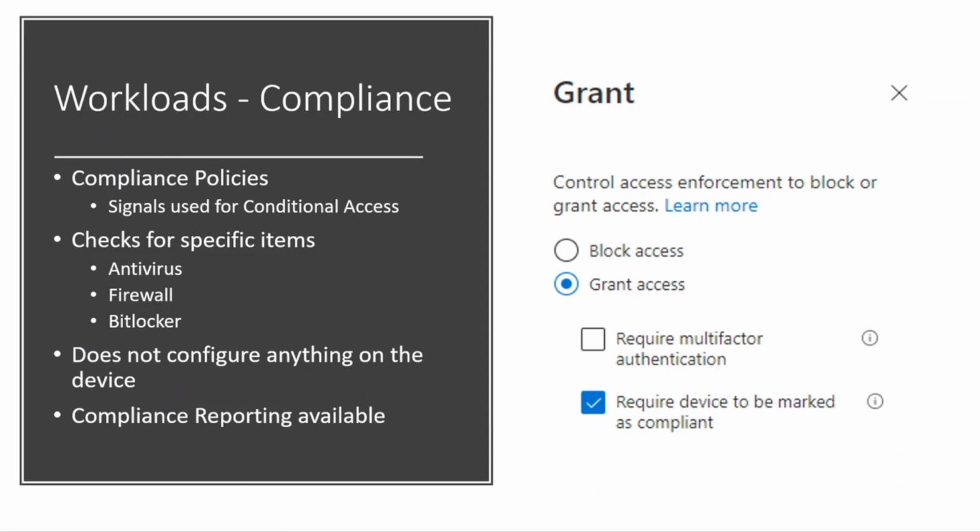The compliance policies send signals that can be used for your conditional access. On the right, where it says grants, you can grant access if the device is marked as compliant. That means Intune will check the device to see if it has things like antivirus, firewall, BitLocker. You can check for OS version and do some customization with scripts. If it is compliant, it'll be green, and then you can use it to allow access to, say, email or custom line of business apps set up in Azure AD.